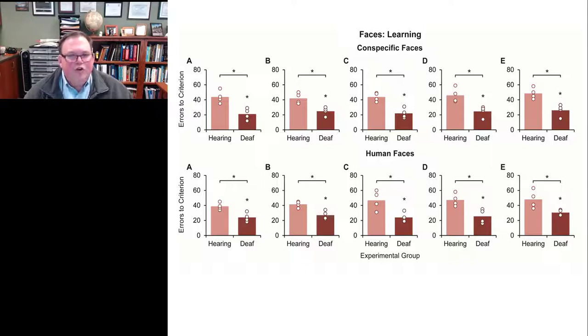Okay, so this slide is just to remind you what the normal pattern looks like for the face discriminations. We actually saw this slide a little while ago, and you can see that the normal pattern for face discriminations, the deaf cats have about half as many errors to criterion as the hearing cats. So just kind of remember this pattern as normal.